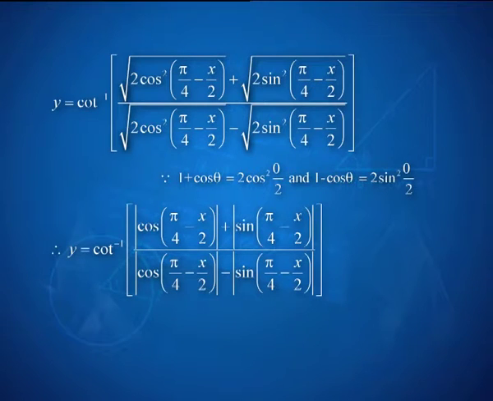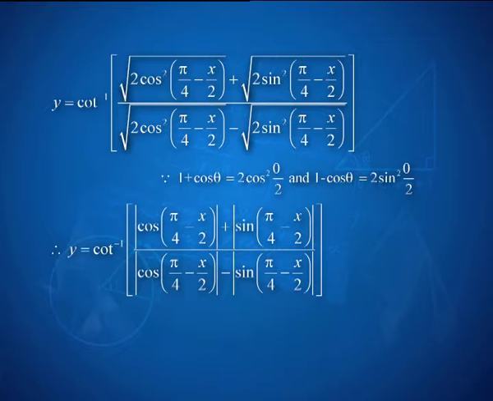So, what do we know about cos pi by 4 minus x by 2 and sin pi by 4 minus x by 2? Are they positive or negative quantities? Remember, there was a condition on x. x is strictly between 0 and pi by 2. So, x by 2 is strictly between 0 and pi by 4. Do you think then we can say that cos and sin of pi by 4 minus x by 2 are both positive quantities, and therefore, y simplifies to cos pi by 4 minus x by 2 plus sin pi by 4 minus x by 2 divided by cos pi by 4 minus x by 2 minus sin pi by 4 minus x by 2.